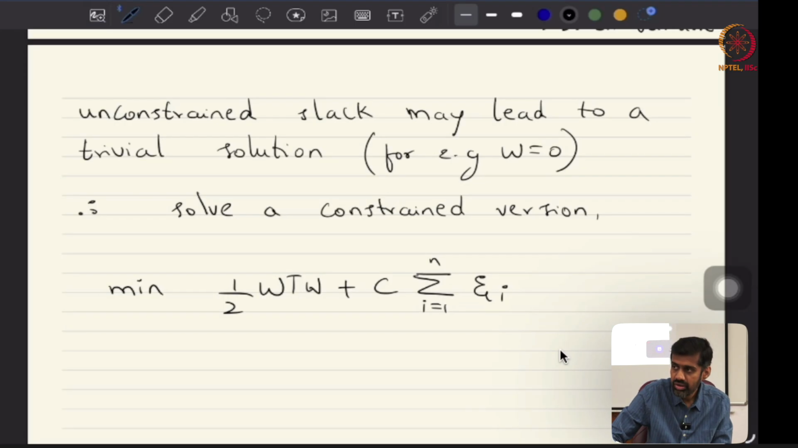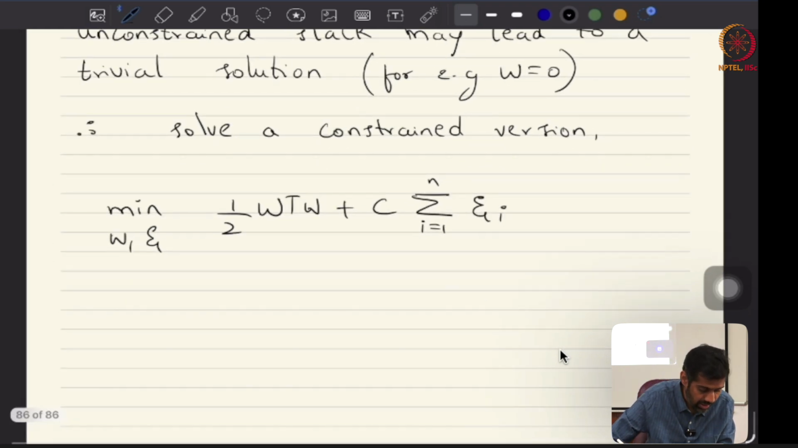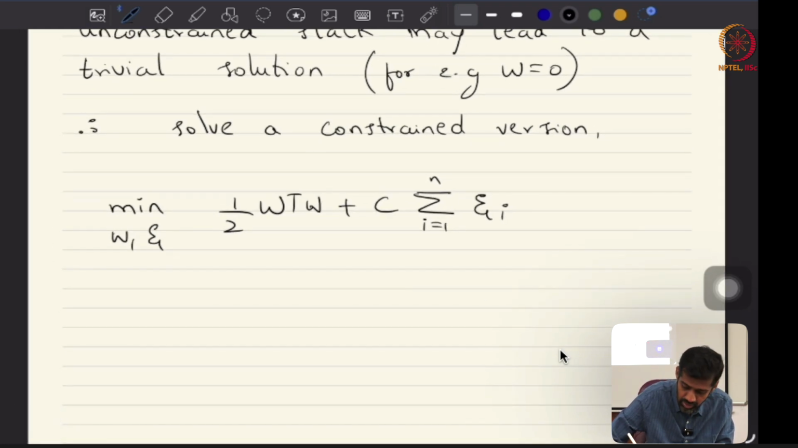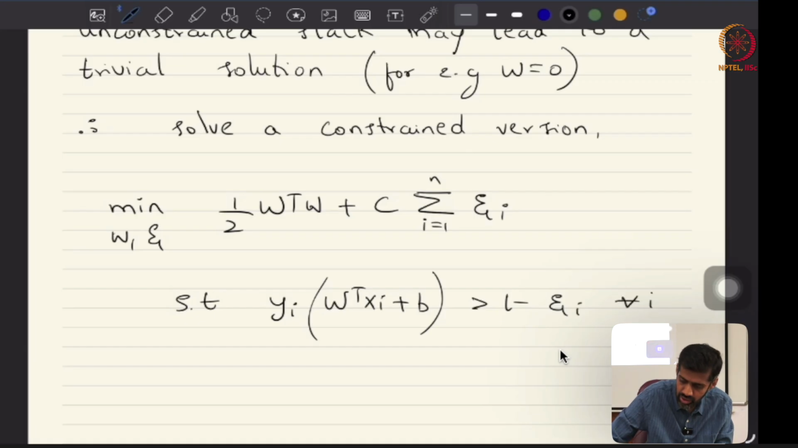So that's a non-differentiable thing, no? You want something that can be differentiated. And we are assuming that these slacks are non-negative. Therefore, it's minimizing the one norm that way. So minimize over W and xi. What we have to do is find this in such a way that the sum of slacks is minimized. And we also put two constraints such that yi times (W transpose xi plus B) is greater than or equal to 1 minus xi_i for all i, and we also want all these slacks to be non-negative. This is the problem that we solve.